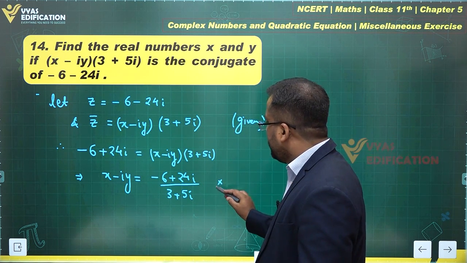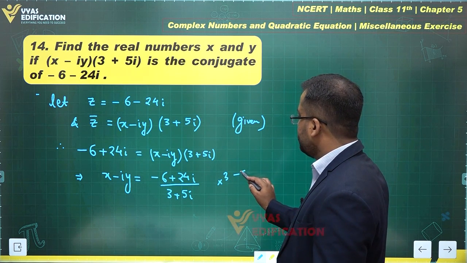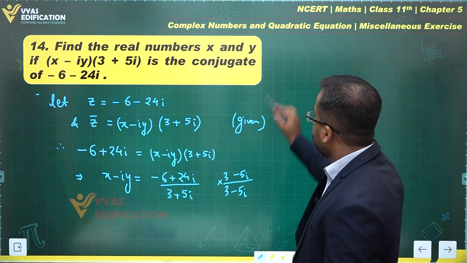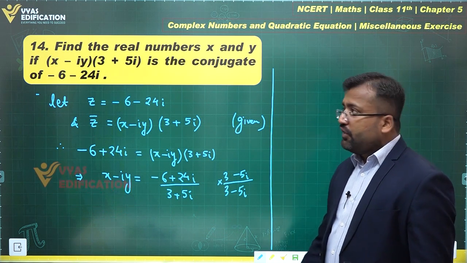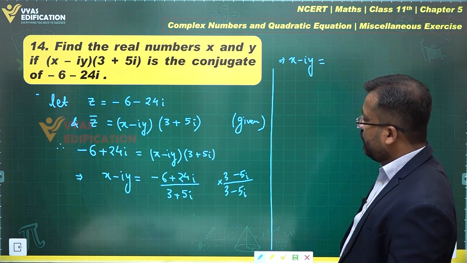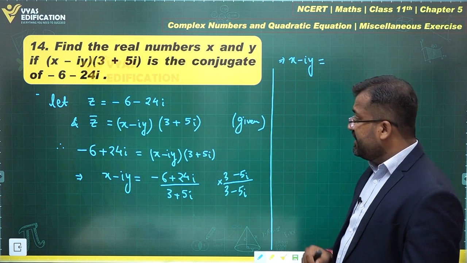We'll have to multiply with the complex conjugate of the denominator, 3 minus 5i, in the numerator and in the denominator as well. Let's multiply this. Therefore, x minus iy becomes equal to what? These two terms will get multiplied. Let's apply the distributive law.